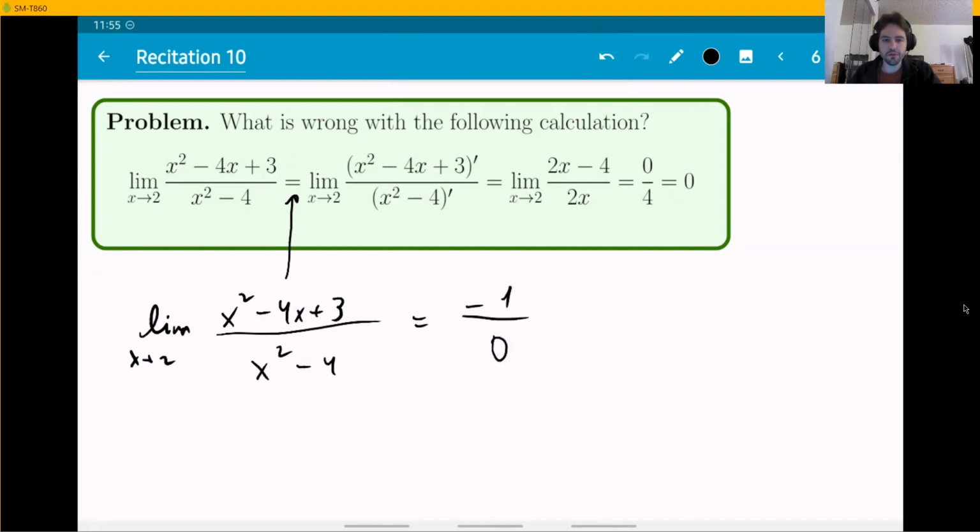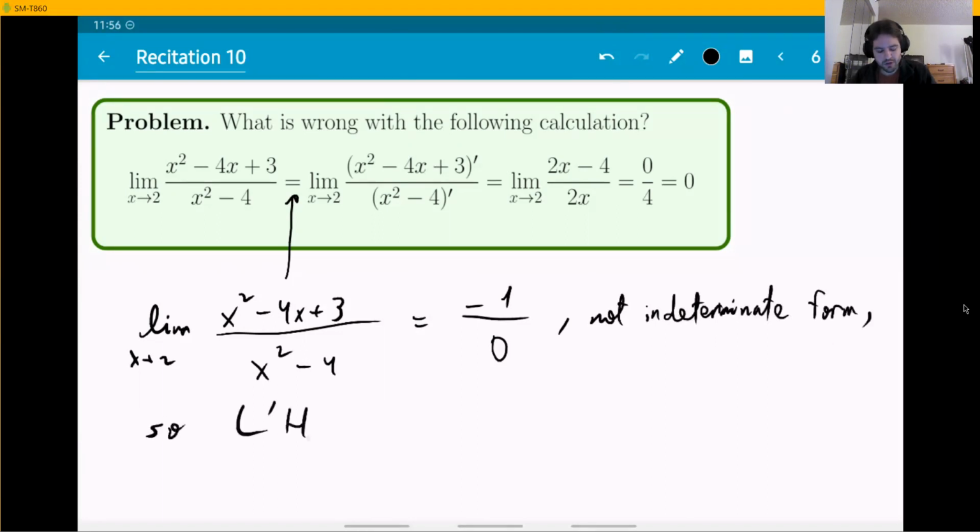Yeah, just double checking. So this is of the form non-zero number divided by 0. This is a limit that gives you either plus or minus infinity or DNE, depending on which side you're coming from. But the point is that this is not indeterminate form. So L'Hopital cannot be used. And technically, we have now already answered the problem. What is wrong? This is what's wrong. You cannot apply L'Hopital here.